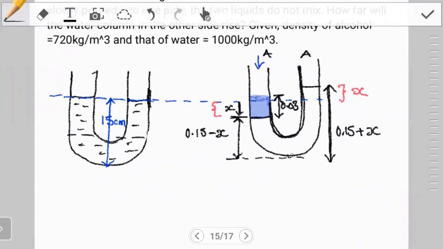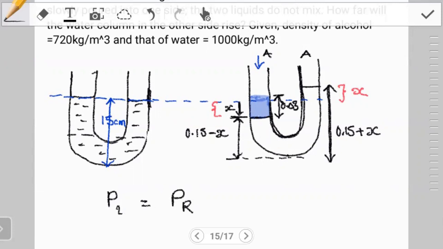Now, with that in mind, when it comes to working out the problem, we want to get the pressure on the left-hand side and compare it to the pressure on the right-hand side. After everything settles, what we should end up with is that the pressure on the left-hand side must be equal to the pressure on the right-hand side.